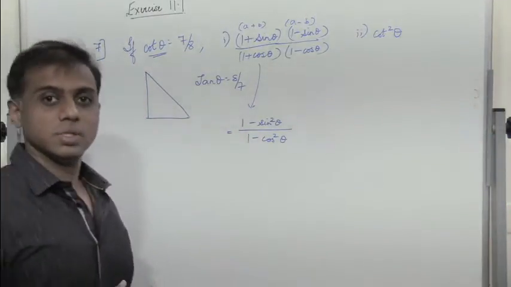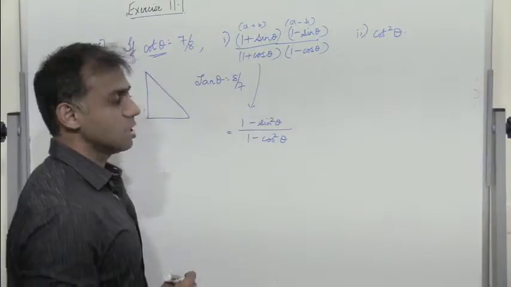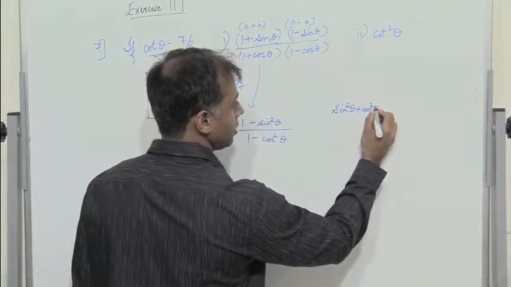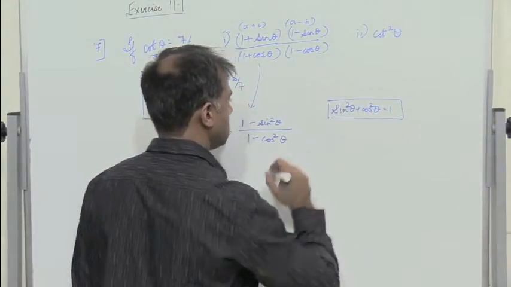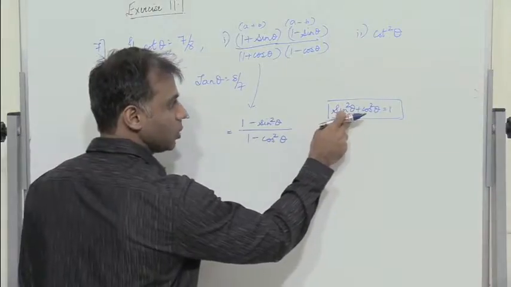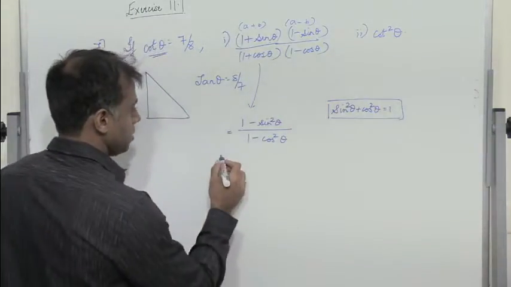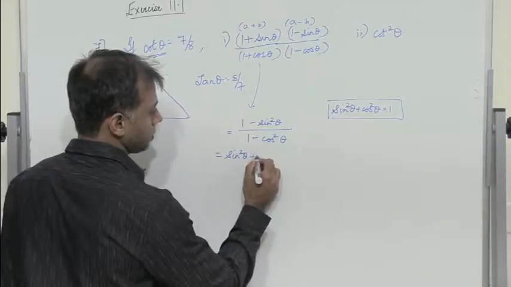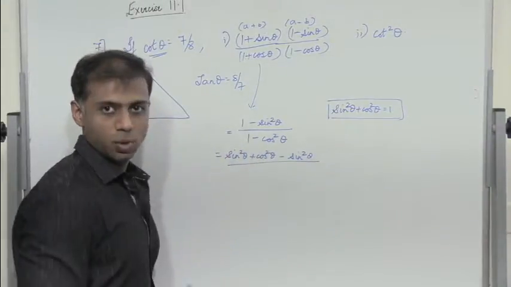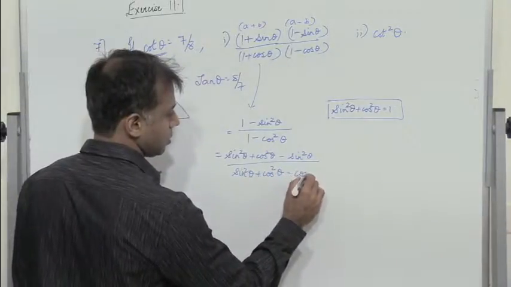In the examples, we got a very important relation which I told you that you need to remember. What is that important relation? Sine square theta plus cos square theta equals 1. So I have a 1 here, and I will substitute sine square theta plus cos square theta for 1. So 1 is sine square theta plus cos square theta minus sine square theta, divided by, again I have a 1 here, so I'll put sine square theta plus cos square theta minus cos square theta.